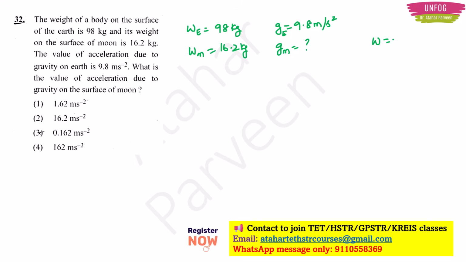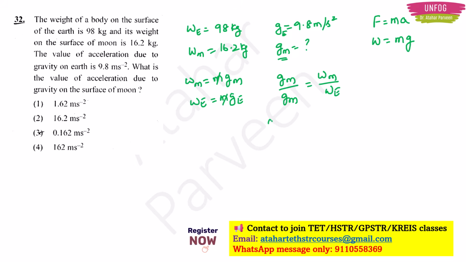Now we know a very simple formula that weight is equal to mass into acceleration due to gravity. It is the same as force is equal to mass into acceleration. So now, because we have to find GM, let us write WM is equal to M into GM, right? Like that only, WE will be equal to M into GE. But because we have to find GM, let me write it like this. If I write GM by GE, this is going to cancel, right? In the ratio, I will have WM by WE. So I will have GM now is equal to WM by WE into GE.